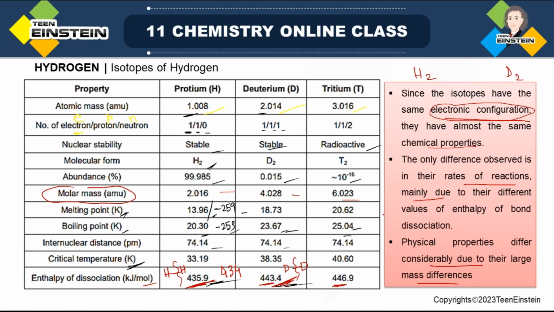So these conclusions we can draw from this table. The chemical property is the same, but the rate with which it will react is not the same, because their bond dissociation enthalpy is not the same. And as atomic mass is not the same, physical properties will also be different.